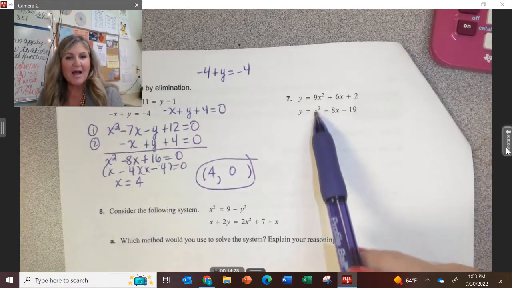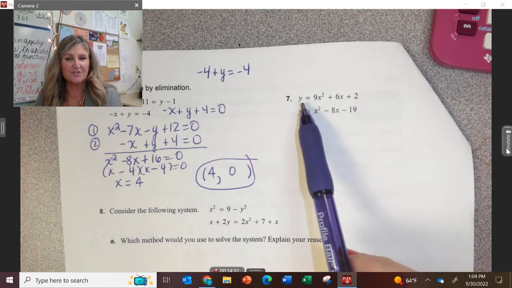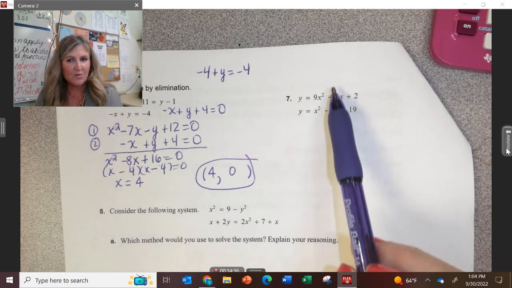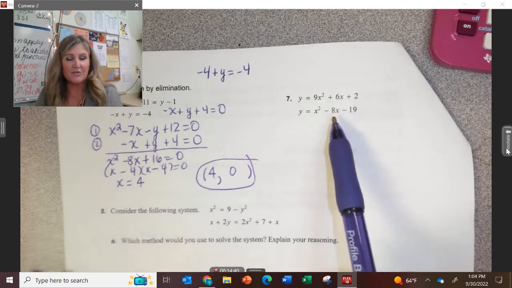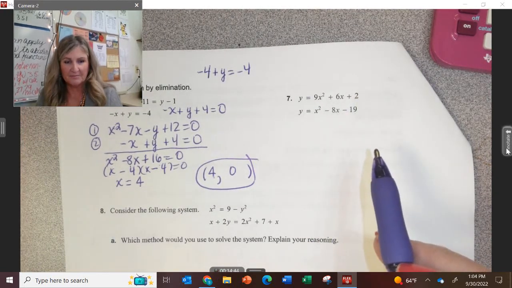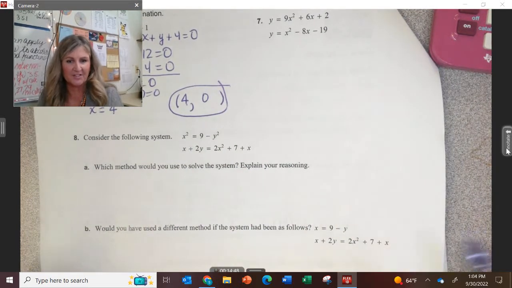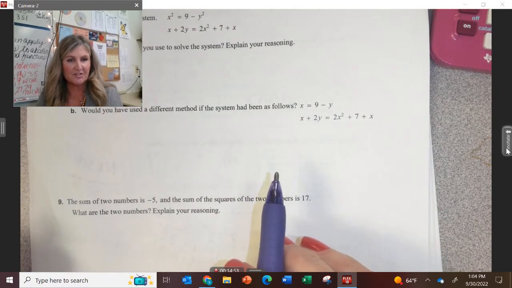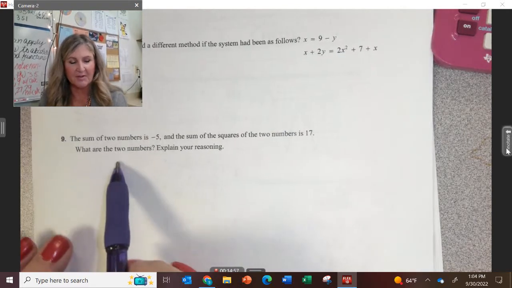For this problem, I would not use elimination. I would actually use substitution. Do you see how we have y equals this and y equals that? So what do we do with this and that? Set them equal to each other. We're not going to do it, but that's how you would do that problem. All right, we're not going to do number 8. It's just another one where you're just kind of looking to see what method you would use, whether you should use substitution or elimination. We are going to do this last problem.